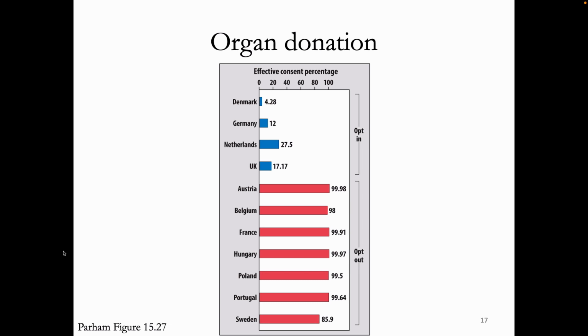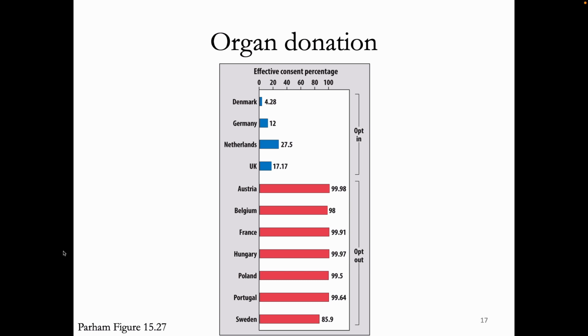And so what you can see is that in countries where there is an opt-out policy, there is a much higher percentage of people who are donors than in the opt-in countries. And in a lot of ways, you can kind of imagine this as having to think about the lazy people.